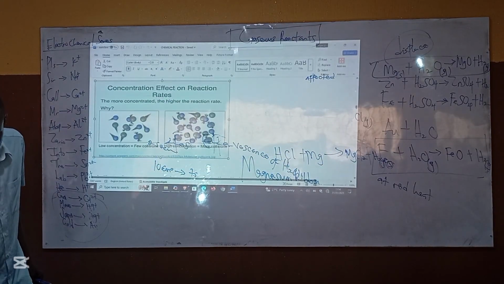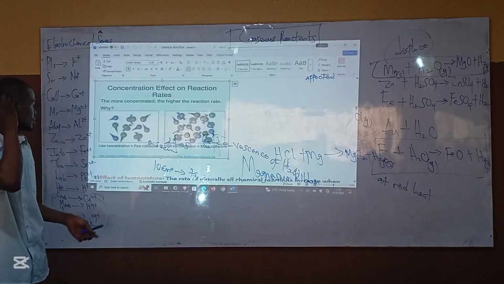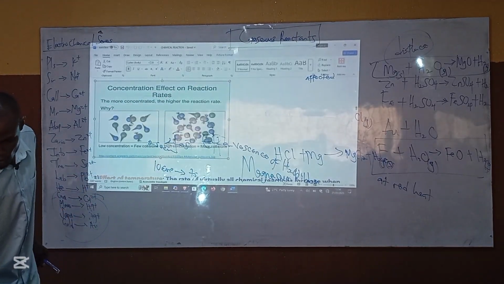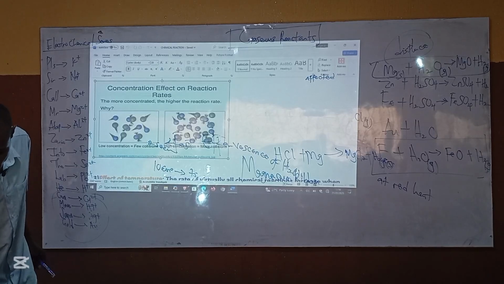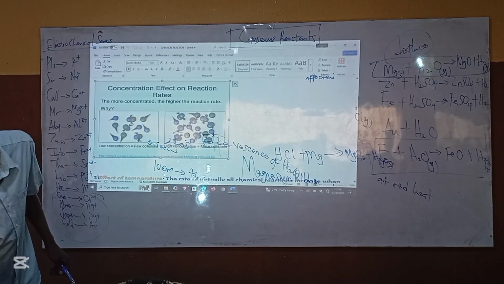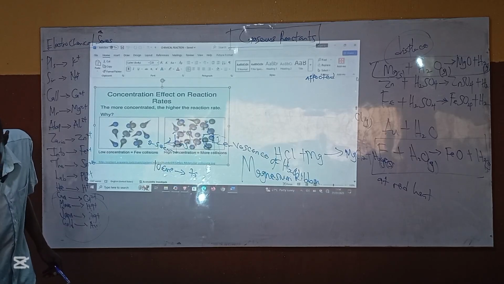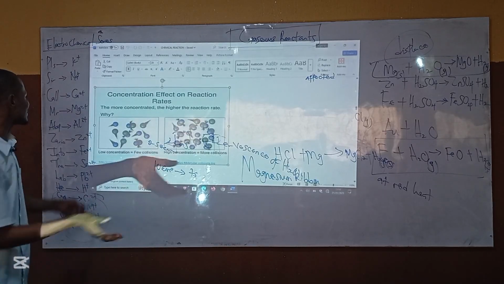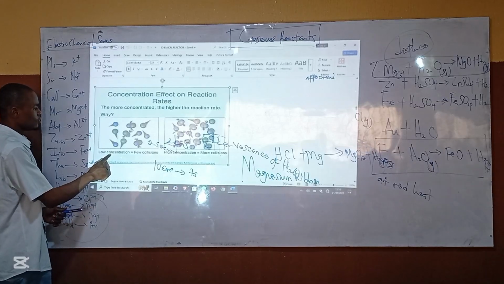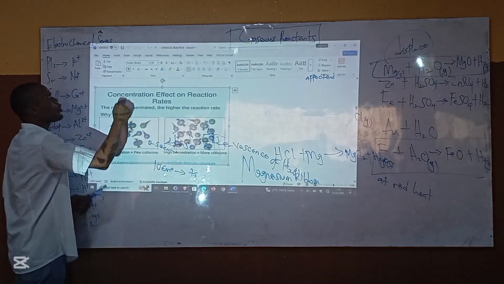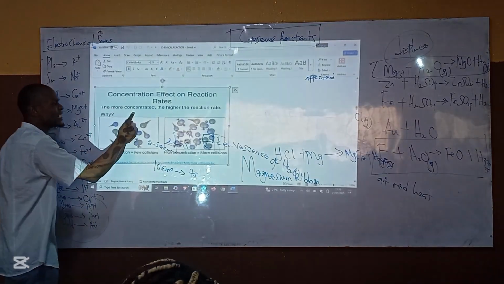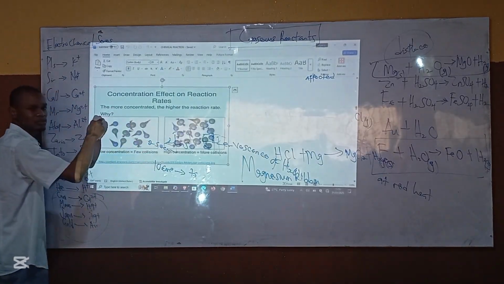Now, I have shown you the other one, isn't it? Now look at it. Can you see? You can see now. Can you see this? Okay. Now, concentration effect on reaction rate, right? The more concentrated, the higher the reaction rate.